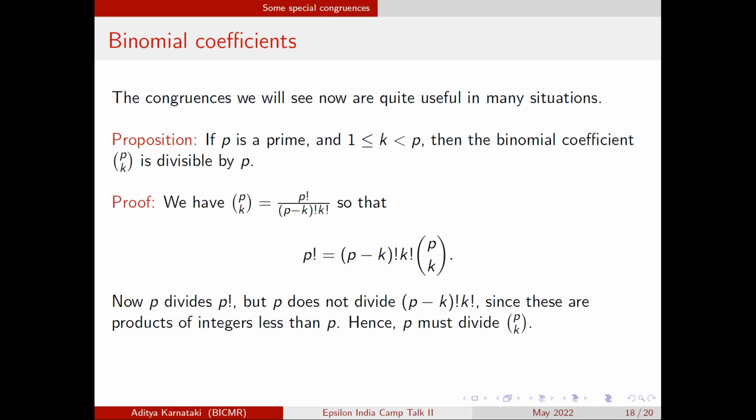Okay, so far it's just definition. And p divides the left hand side clearly, but p cannot divide (p minus k) factorial, or p cannot divide k factorial, because k is strictly smaller than p. So this is a product of integers that are strictly smaller than p. Then how are they going to get a prime factor of p? Make sense?